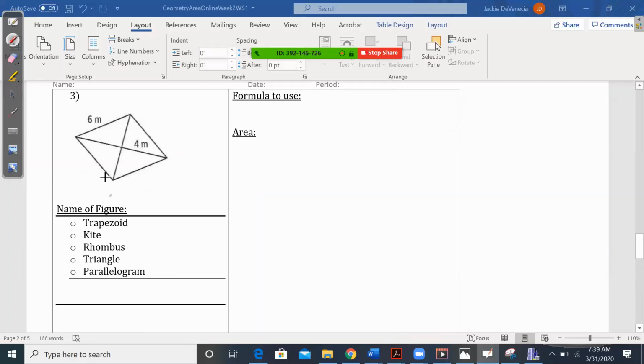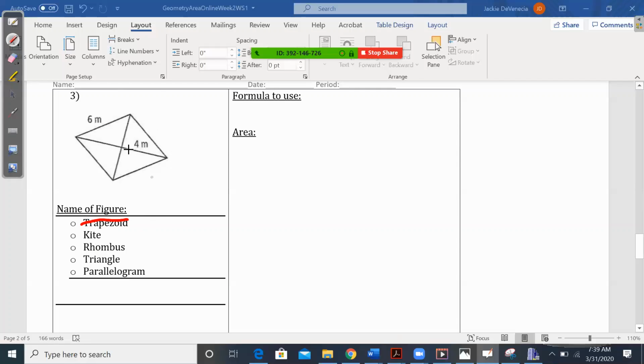Okay, so it looks like a diamond, at least to me it does, right? Because it's kind of short. And the sides look even, so it can't be a trapezoid because this one has more than one parallel side. So that's one parallel side, and this is another parallel side.